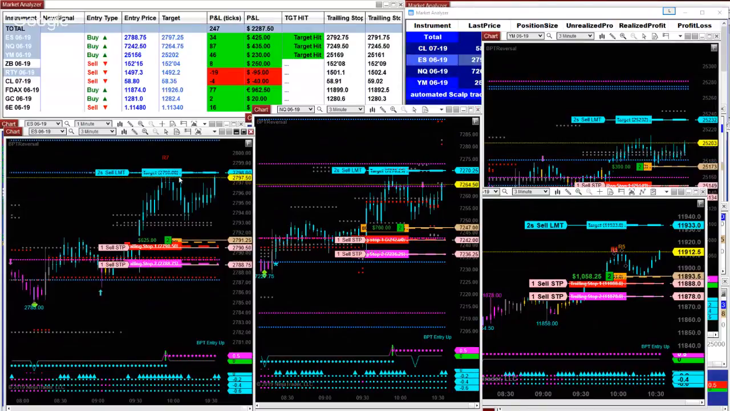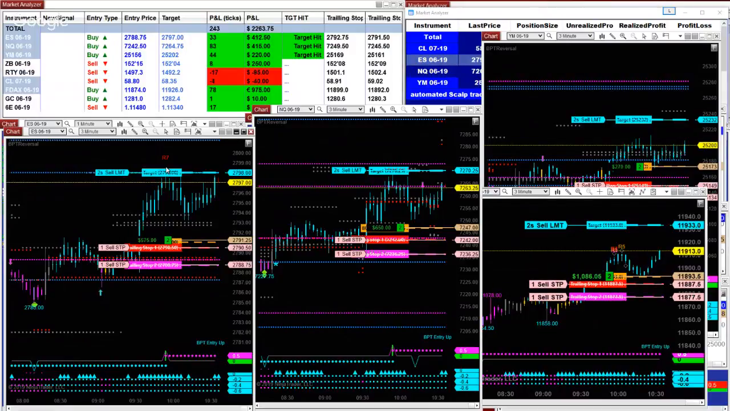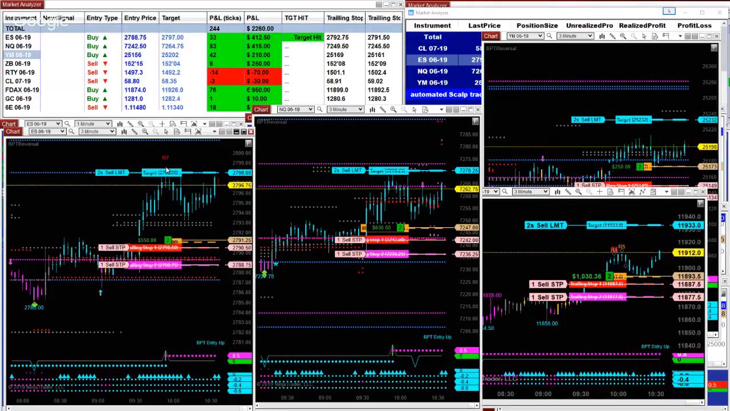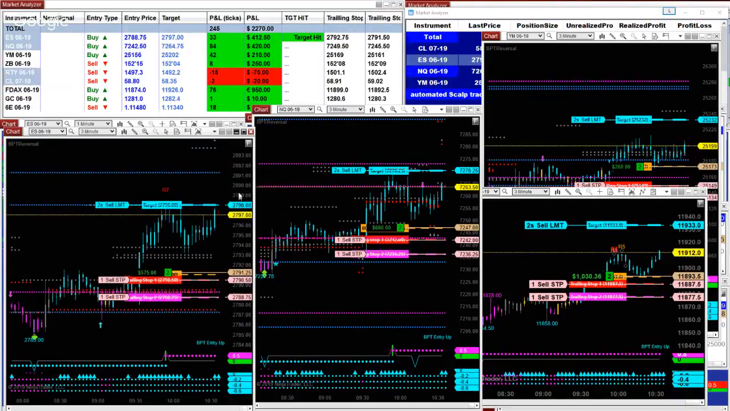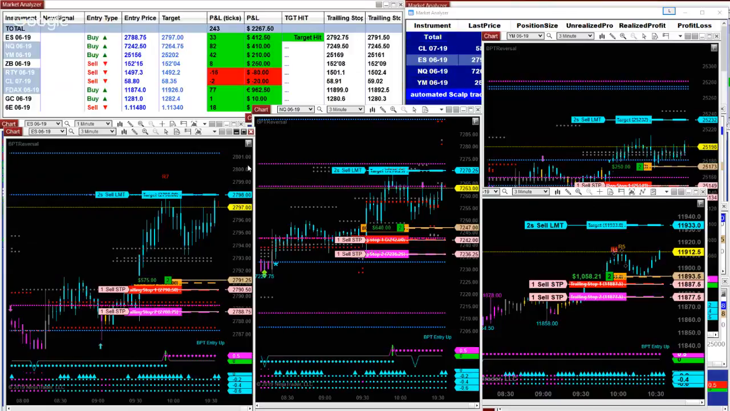Look again, guys. Look at this. This is the third time our target on the ES is 2798, and it's a struggling little thing for one tick. We keep missing that one tick on the 98. So should we close that? Yes, you should close it, on the $600 profit.